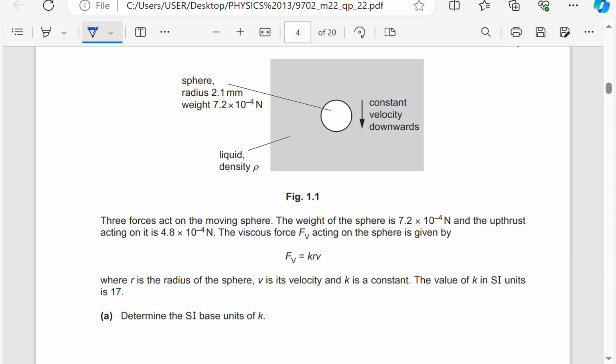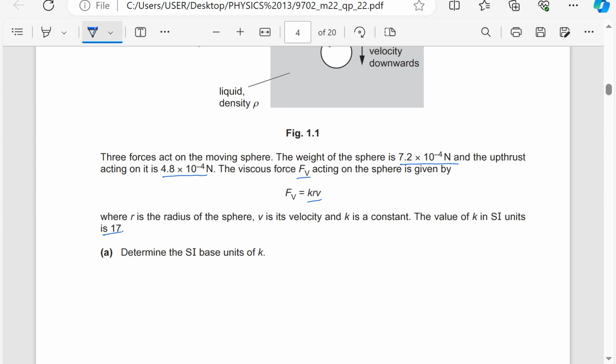Three forces act on the moving sphere: the weight and the upthrust, which is 4.8 times 10 to the power minus 4. The viscous force Fv acting on the sphere is given by Fv is equal to KRV. R is the radius of the sphere, V is the velocity, and K is a constant. The value of K in SI units is 17. Determine the SI base units of K.